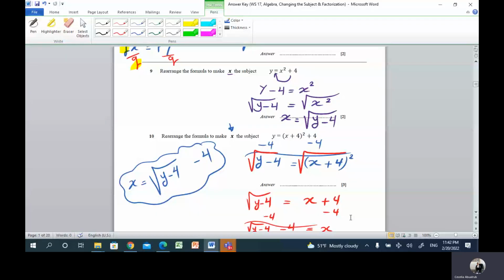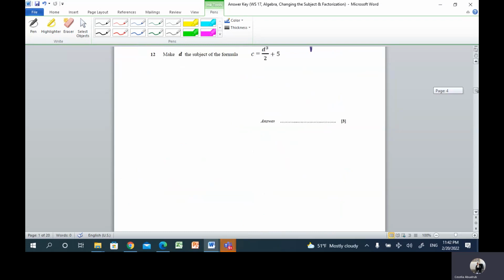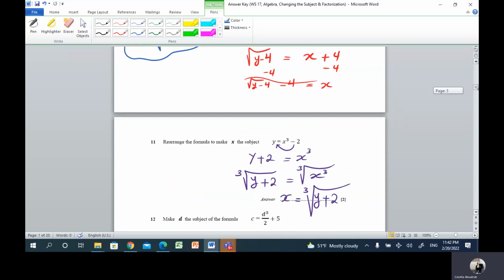Sorry about the disconnection of the electricity. So we're going to carry on with solving the even questions here. We finished 2, 4, 6, 8, and 10.